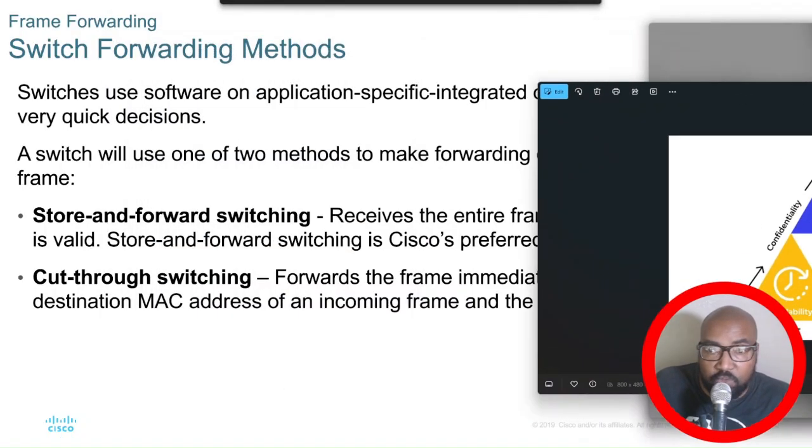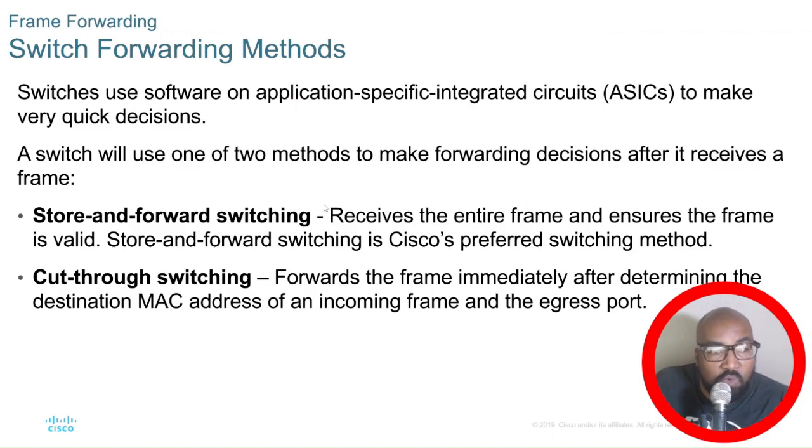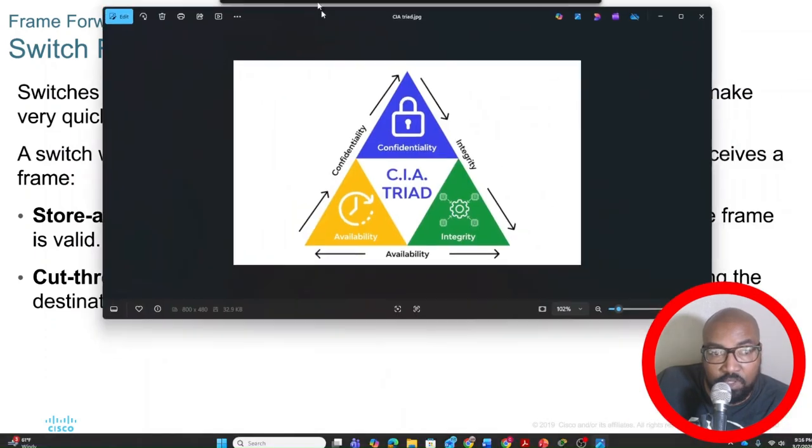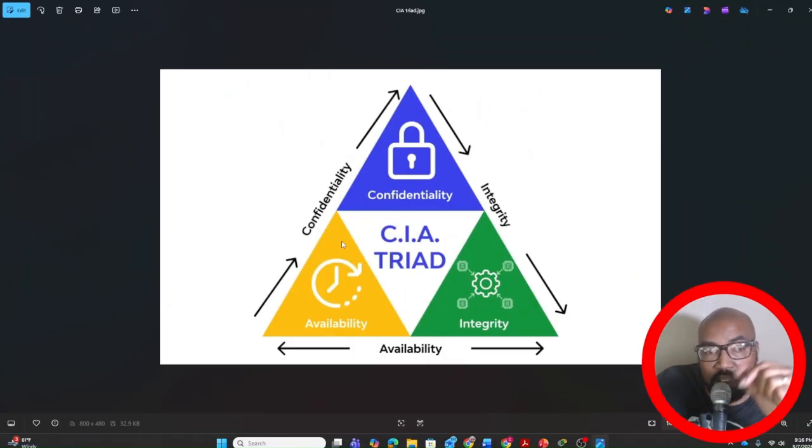Okay, so let's go back to this really quick. If you notice here, it says store and forward switching receives the entire frame and ensures that the frame is valid. So let's go through this really quick. Let's look at the C when it comes to the CIA triad. What does the C stand for? Confidentiality. Pretty simple, right? Let's look at the I, integrity. And let's look at the A, availability. So things that are confidential: your banking account information, social security cards, credit card numbers, things of that nature. Things that you don't want people to see, that is confidential.